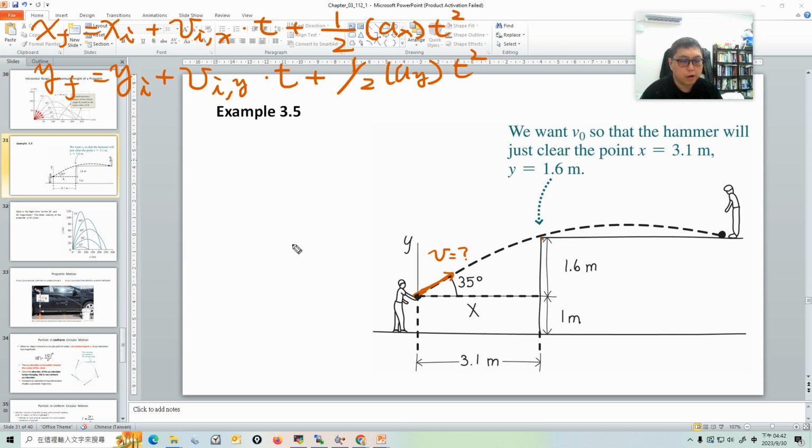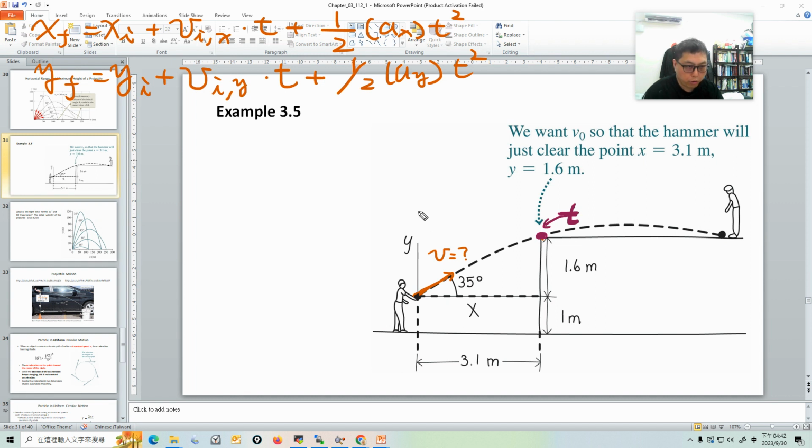So let's put down what information we have. The problem asks for the minimum velocity for passing this barrier. So let's make an assumption: at time t, we reach this barrier point, the critical point. So we write down all the information we have.